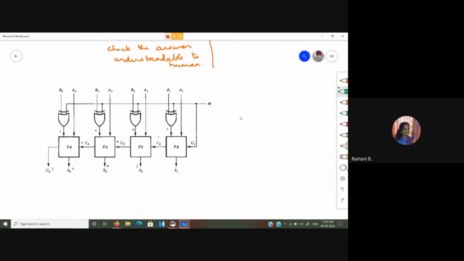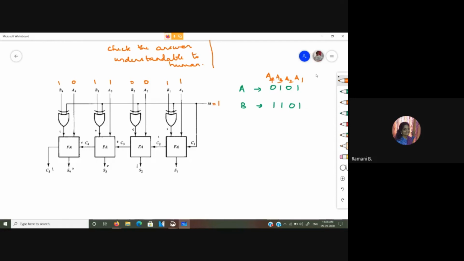With respect to addition, that is not at all an issue. Whatever the number, you are not going to take any complement. So let us take A to be 0101 and B to be 1101. Here A is A4, A3, A2 and A1, so this is 1, 0, 1, 0, and B is 1, 0, 1, 1.